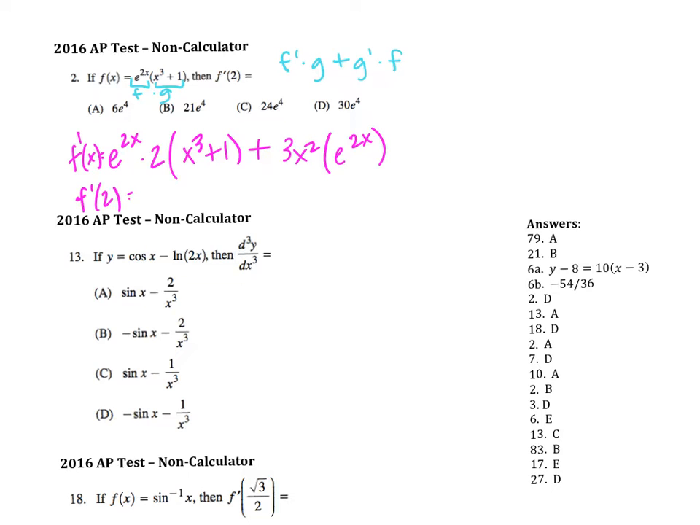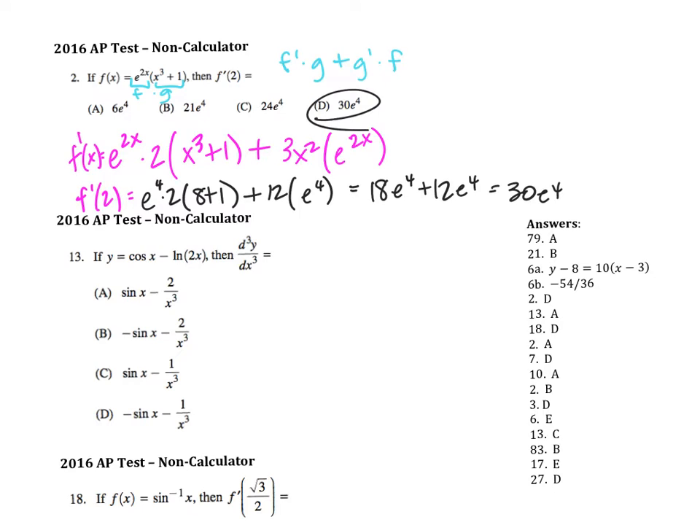They want f prime of 2. So I'm going to go ahead and plug in a 2 to my function. So I'd have e to the 4 times 2. 2 cubed would be 8 plus 1. 2 squared is 4 times 3 is 12, e to the 4th. I'm going to simplify this a bit. So I'd have 8 plus 1 is 9 times 2. I'd have 18 e to the 4th plus 12 e to the 4th gets me 30 e to the 4th.